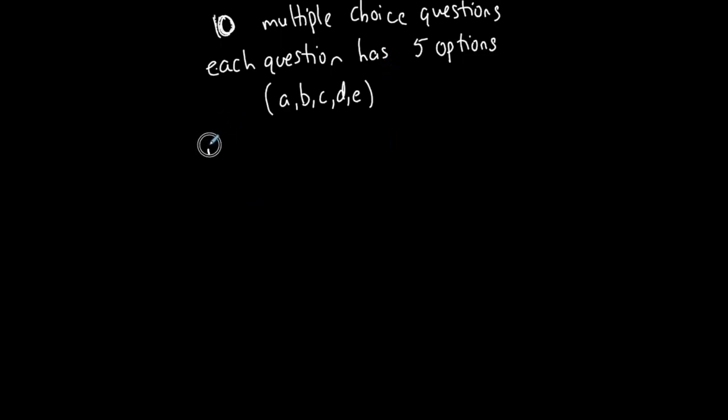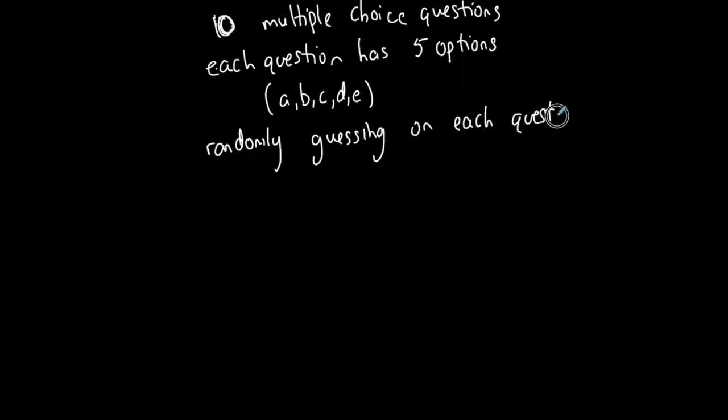Let's say that I'm randomly guessing on all of them. Randomly guessing on each question. Okay, this is my scenario. Let's just start with, before I go into more detail, what is the probability that I get one question correct? Just in general, just one question. Forget about the 10. What's the probability that I randomly guess on one question and I get it correct?